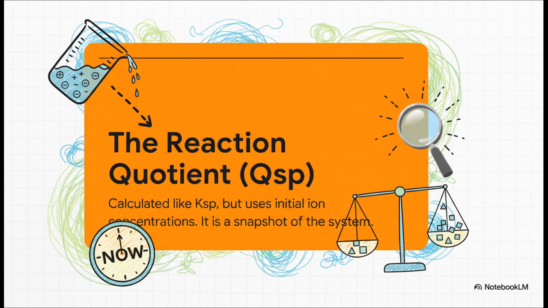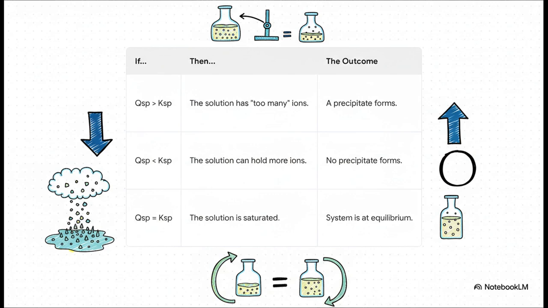KSP tells you where the system is at the finish line, at equilibrium. QSP is a snapshot. It tells you where the system is right now, at any given moment. And by comparing our snapshot, QSP, to the finish line, KSP, we can predict the future. It's actually super simple. If your Q is bigger than K, it means the solution has too many ions. It's supersaturated. So a solid is going to crash out. A precipitate will form. This is exactly the chemistry behind things like kidney stones. If Q is less than K, the solution can still hold more ions, so nothing happens. And if Q happens to equal K, bam, you're perfectly balanced at equilibrium.